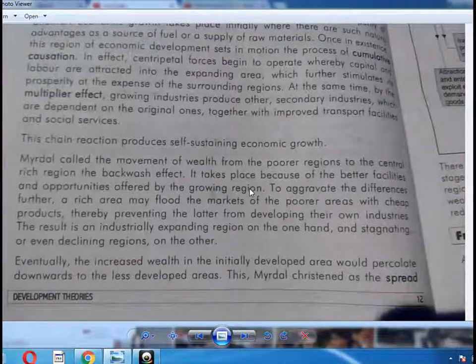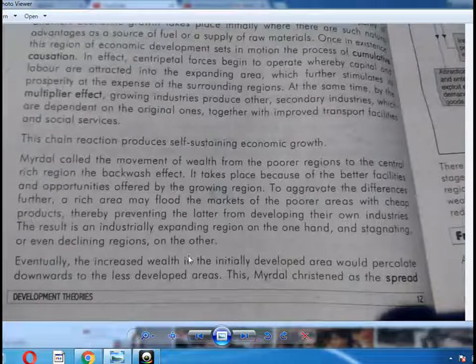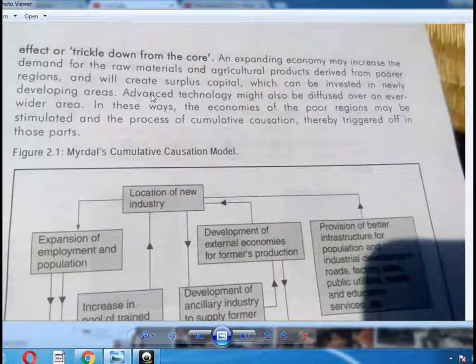It takes place because of the better facilities and opportunities offered by the growing region, which aggravate the differences further. A rich area may flood the markets of the poorer areas with cheap products, preventing the latter from developing their own industries. The result is an industrially expanding region on the one hand, and stagnating or even declining regions on the other. Eventually, the increased wealth in the initially developed area would percolate downwards to the less developed areas. Myrdal called this the spread effect, or trickle down from the core.